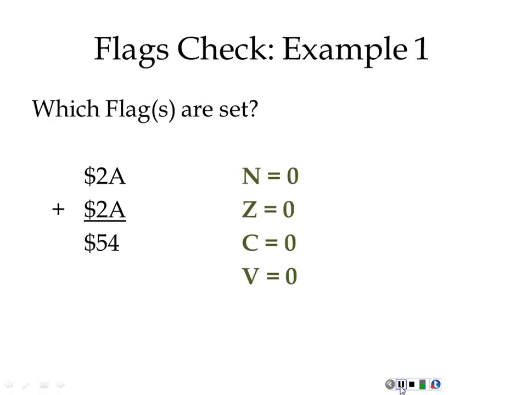There is no carry either. There is no borrow either, because you don't have to borrow in case of addition. So the carry flag is also not set. And also look at this. You are adding. Both numbers are positive, right? 2a is a positive number, and the result is also positive. So the V flag is not set either. So you know there are cases when no flags are set. It's not required that some flag has to be set. Okay. So none of the flags are set here.